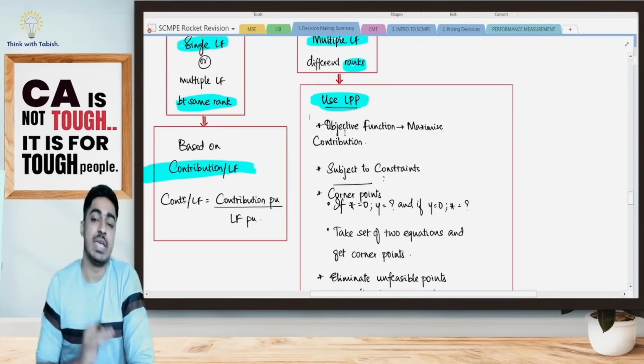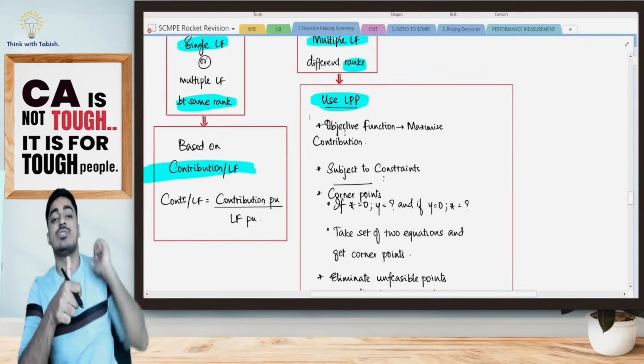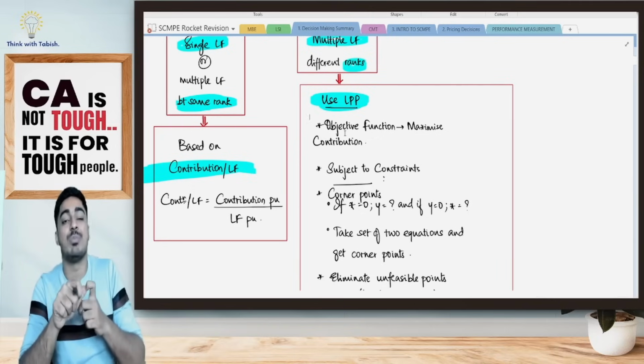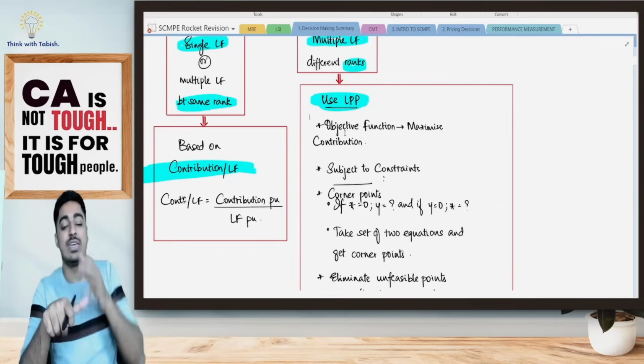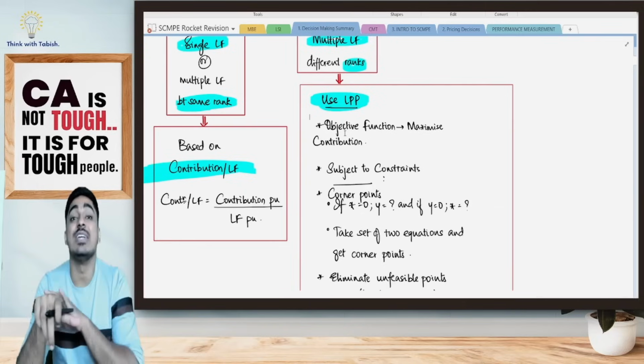Yes, LPP. What is my objective? First, we should set our objective function. We want to maximize the contribution. First, I'll be assuming the number of units of product 1 and 2 will be X and Y. So, I'll be telling maximize the contribution: Z is equal to 36X plus 31Y.